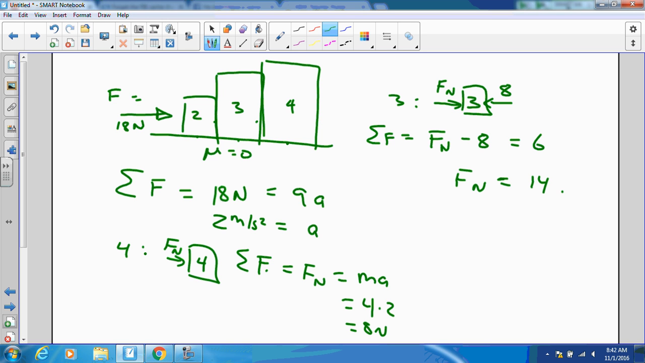And then finally for the 2, we're done, because we already know that the 2 has a 14 Newton force pushing back this way, and an 18 Newton force pushing that way. The virtue of analyzing the 2 is to simply check that we did it right, because lo and behold, 18 minus 14 really is equal to 2 times 2. So for the 2 kilogram, all we're doing is checking.